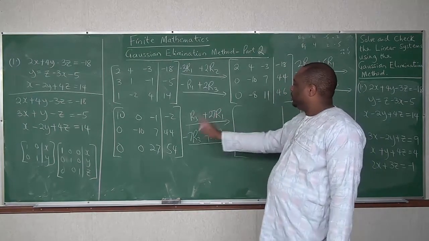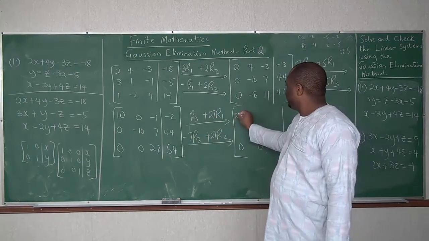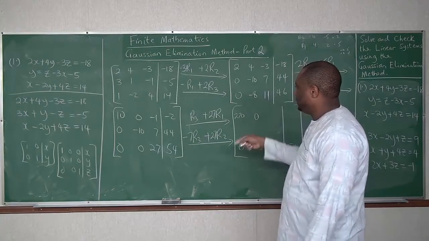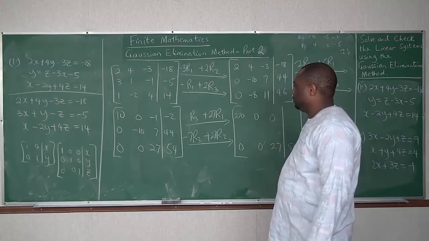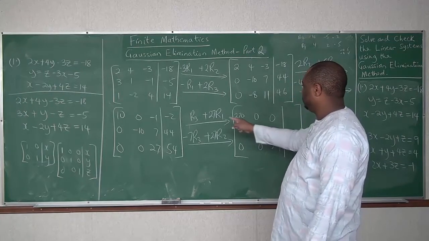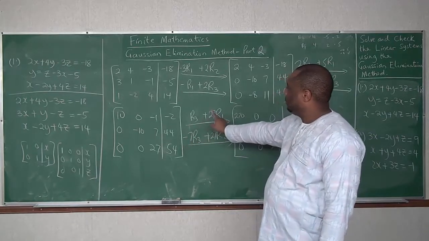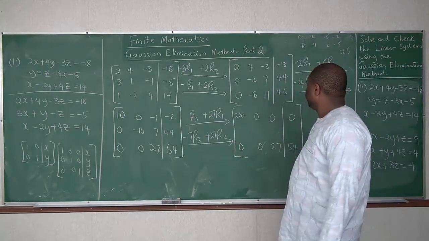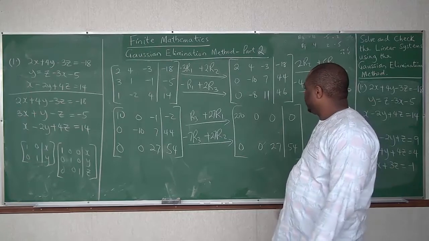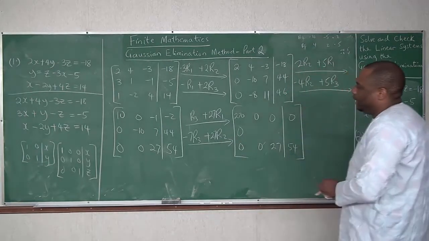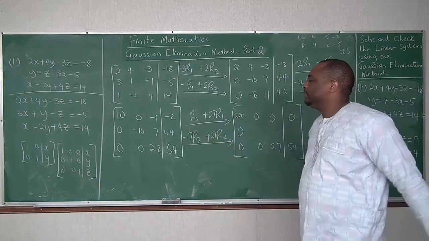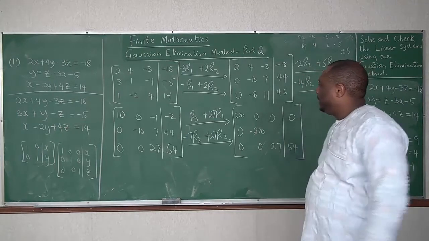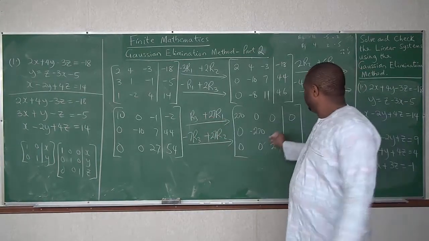Then row 1. 0 plus 27 times 10 is 270. 0, 0 is 0. 27 minus 27 is 0. 54 minus 54, because 2 times 27 is 54. 54 minus 54 is 0. Then row 2, 0, 0 is 0. 0 plus 27 times negative 10 is negative 270. Of course, this will give us 0.